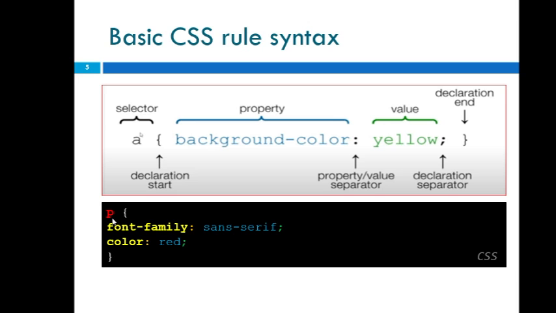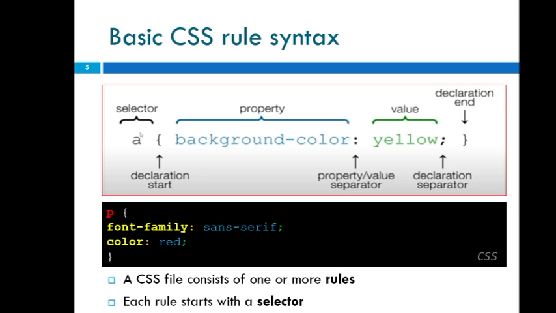We're applying a style to the paragraph. The P is the selector, and we are applying a font family, handwriting, a sans serif to the paragraph, and the color, red color, to the paragraph. So a CSS file contains more than one rule, and this is one rule. In a CSS file you may have many CSS rules, and each rule must start with the selector.